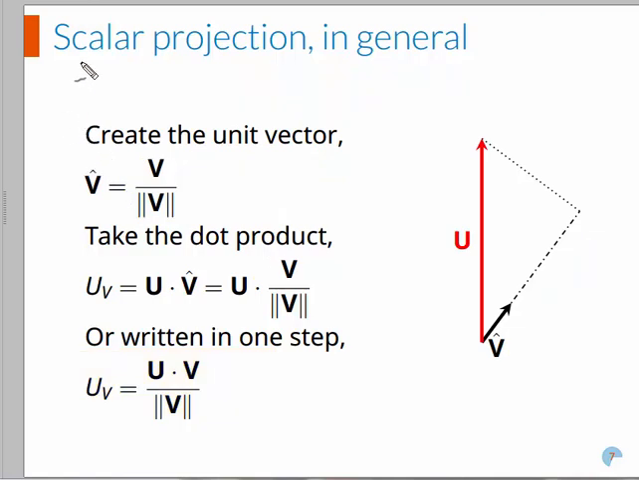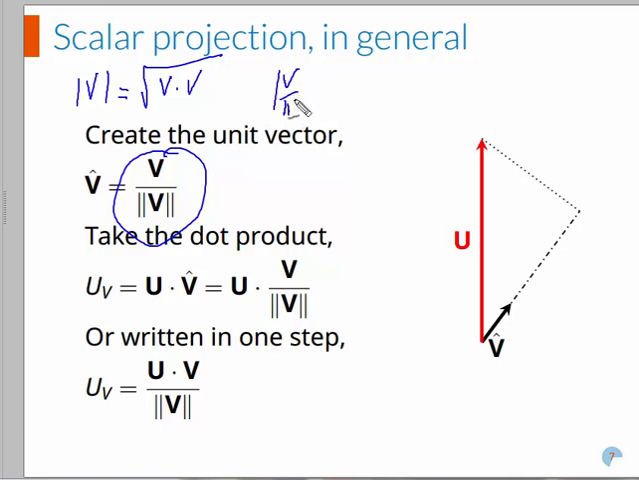Let's verify that. We now know how to take the length of a vector. So the length of a vector is the square root of the dot product of the vector with itself. So if I want the magnitude of that, I've got v over the magnitude of v. Let's do it squared, and we'll take the square root later.